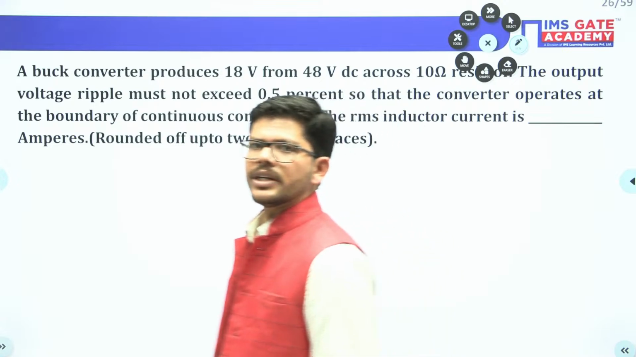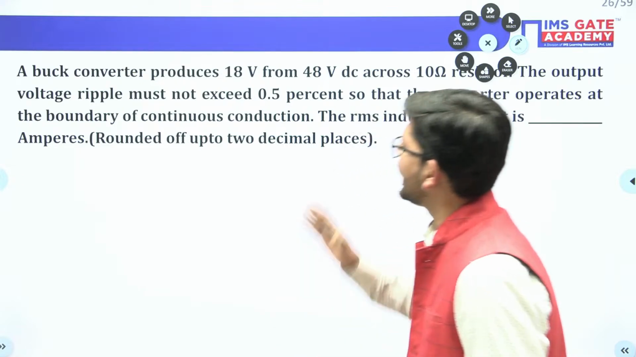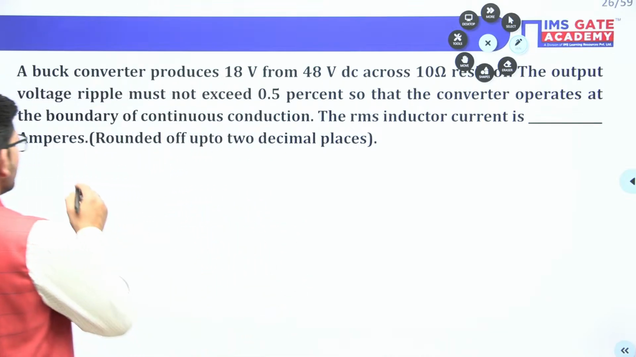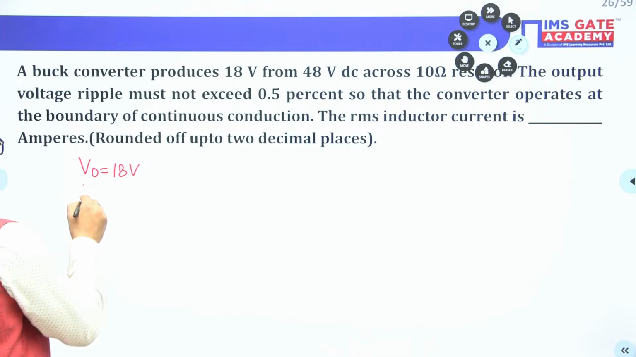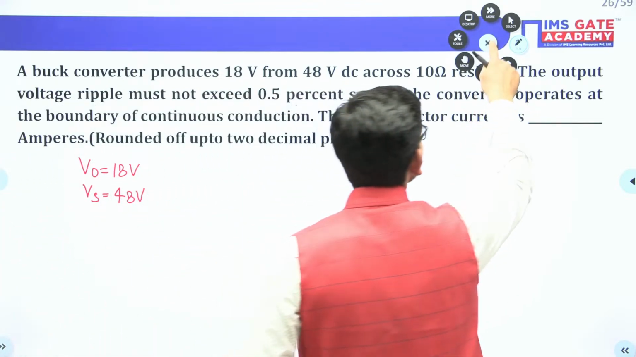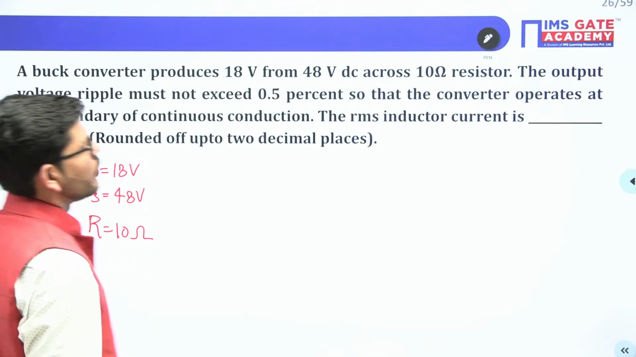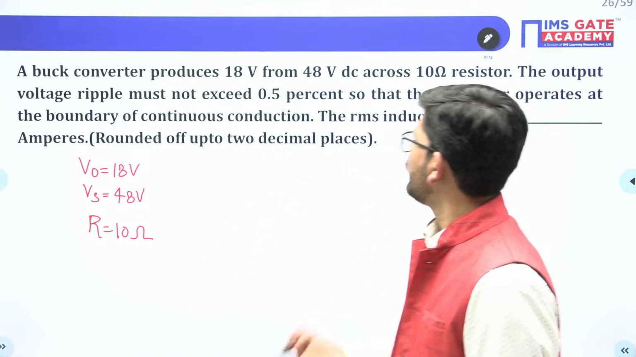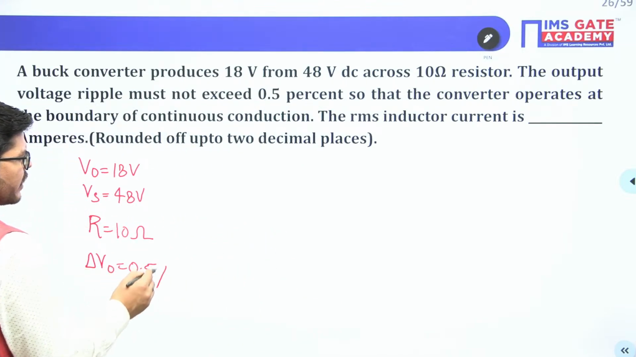Now guys, see the next question, the buck converter. This is also related to the buck converter. A buck converter produces 18 volt from 48 volts. So let me write what has been given here. 18 volt it is producing, that is V naught is 18 volt, from 48 volt, that means the source voltage is 48 volt, across 10 ohm resistance. So the resistance given to us is again 10 ohm. The output voltage ripple must not exceed 0.5%. The output voltage ripple means the ripple in the output voltage is 0.5%.